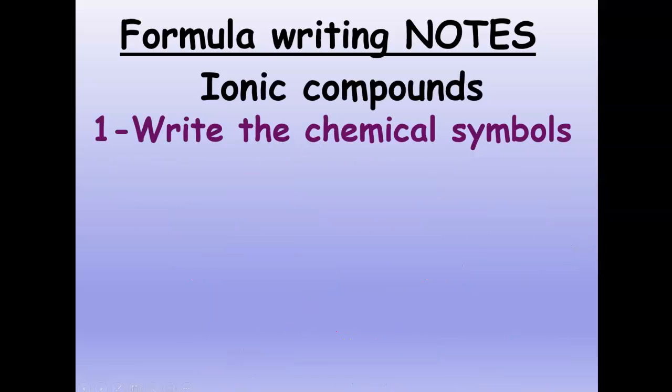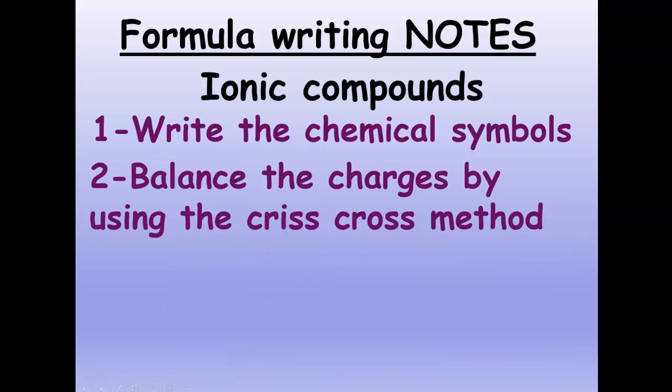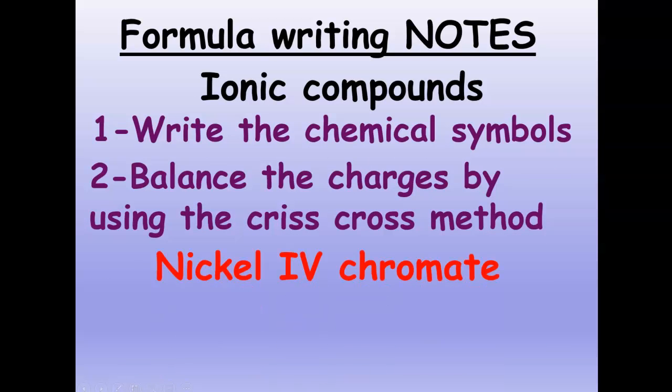Another example. Okay, so again, chemical symbols, balance out charges. So I have nickel(IV) chromate. The IV tells me the charge. This type of compound is what's called a type 2 because it is a transition metal, and whenever you have transition metals, you need Roman numerals. We did not learn this, but it is something that is good to know.